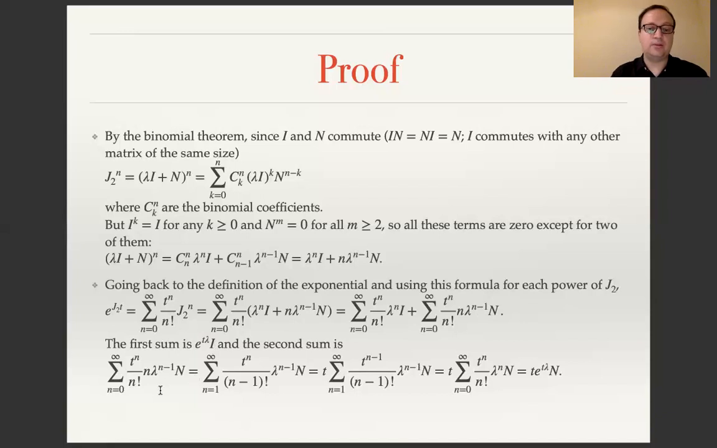So here, let's have another look. We have the sum for n going from 0 to infinity of t to the n over n factorial, n lambda to the n minus 1 times capital N. First we notice that when n is equal to 0, by definition 0 factorial is 1, so we have no problem with having n factorial in the denominator. But when n is equal to 0, this term cancels because it contains n times lambda to the n minus 1.